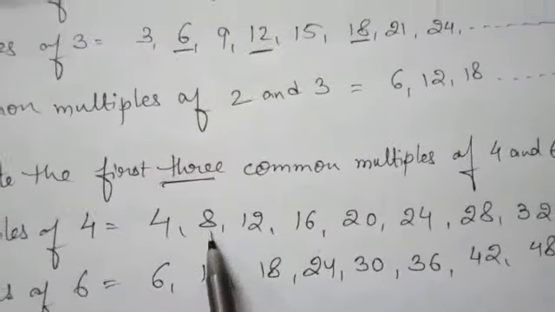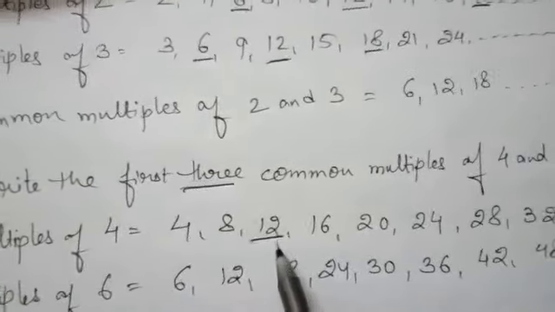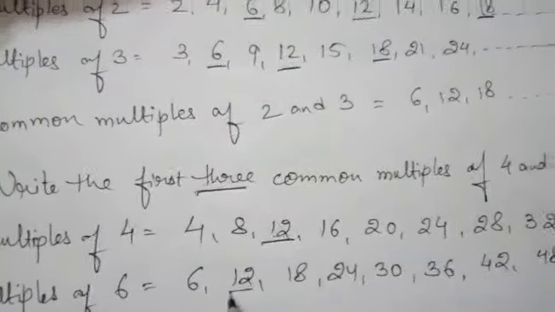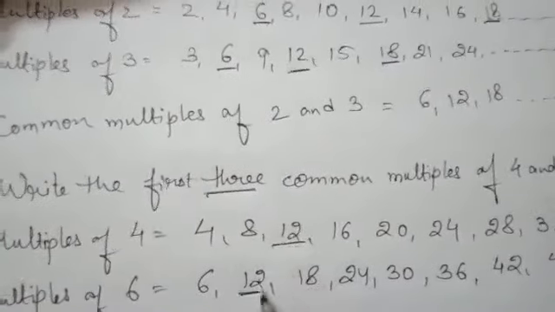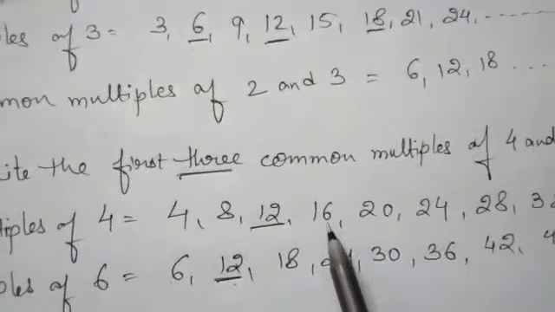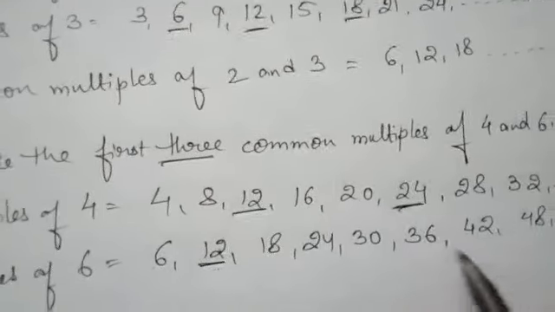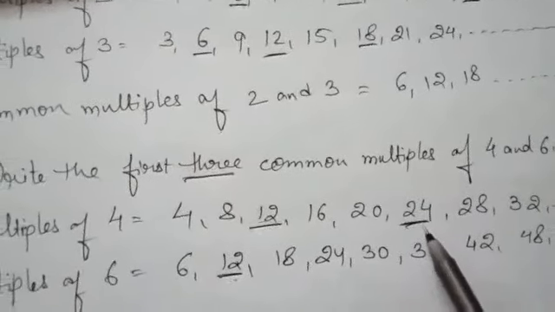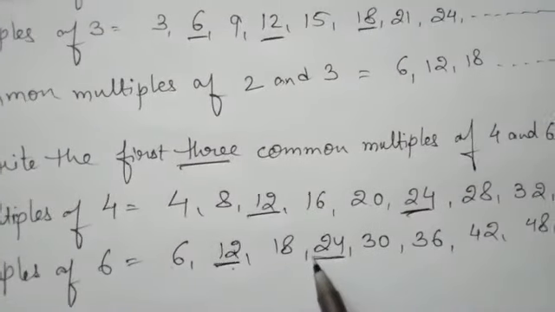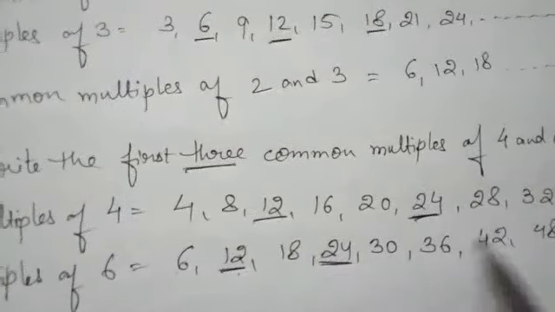Again in the same way 8? No. 12 is common. 12 is coming in tables of 4. Again 12 is coming in tables of 6. Means multiples of 4 as well as multiples of 6. So it is common. Again 16? No. 20? No. 24. 24 is coming in table of 4 as well as coming in the table of 6. So this 24 is again common.